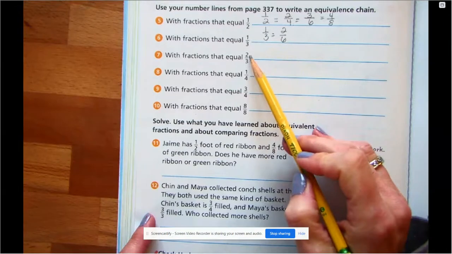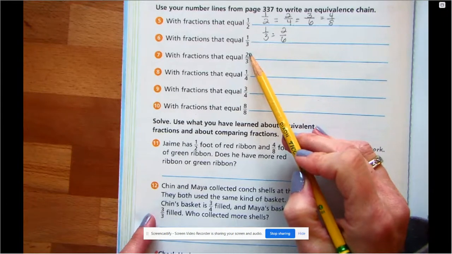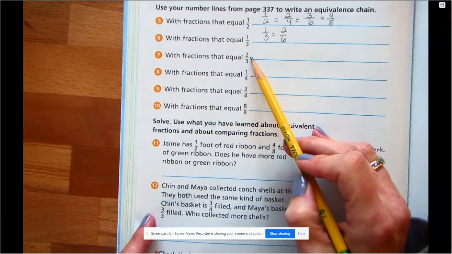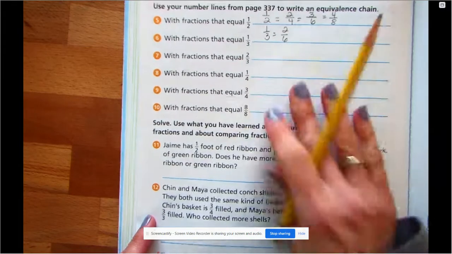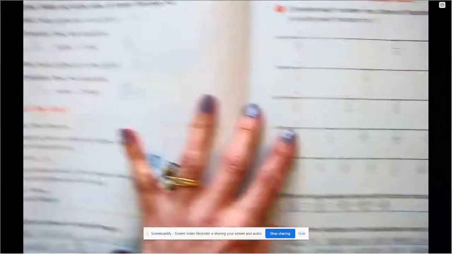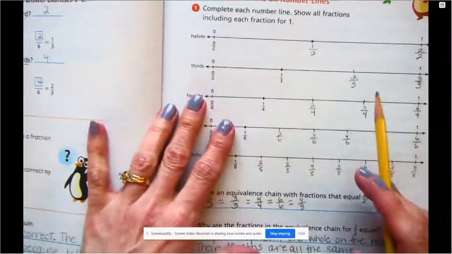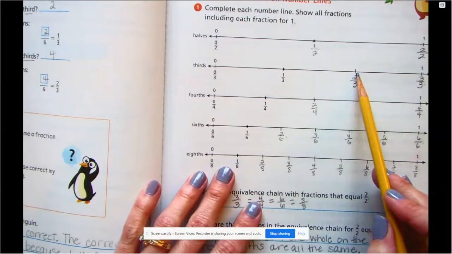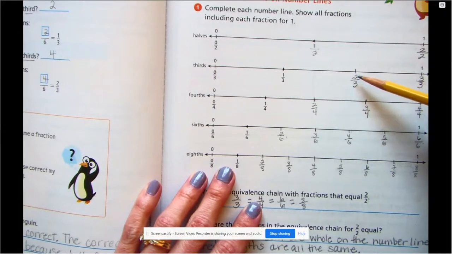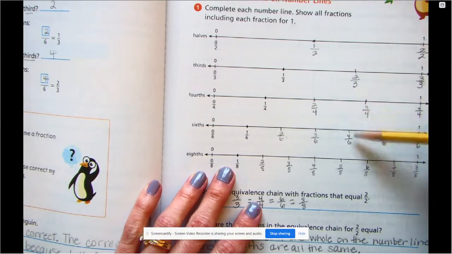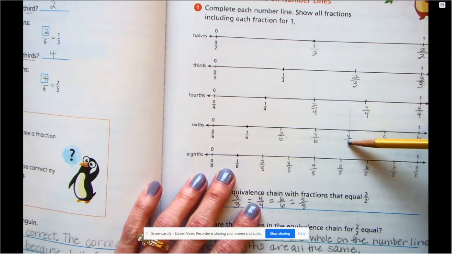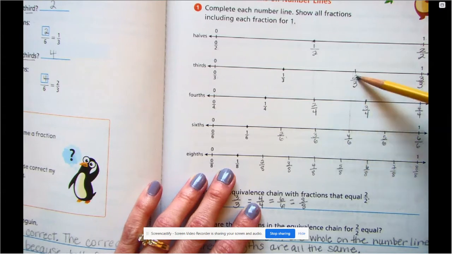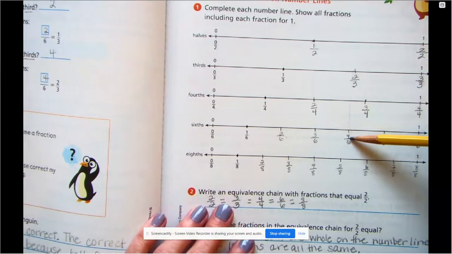Now look at this fraction. It doesn't have a 1 on the top, so it's not a unit fraction. Now we're looking at 2/3. So we've got to find 2/3 on our thirds number line. Okay, leave your page. I will flip mine so that you can see. I'm going to find 2/3. Here it is right here. Okay, and I want to see which ones are on the same point on my number line. If I draw my eye down, you can see that my 4/6 is at the same point on my number line. So 2/3 is equivalent or equal to 4/6.